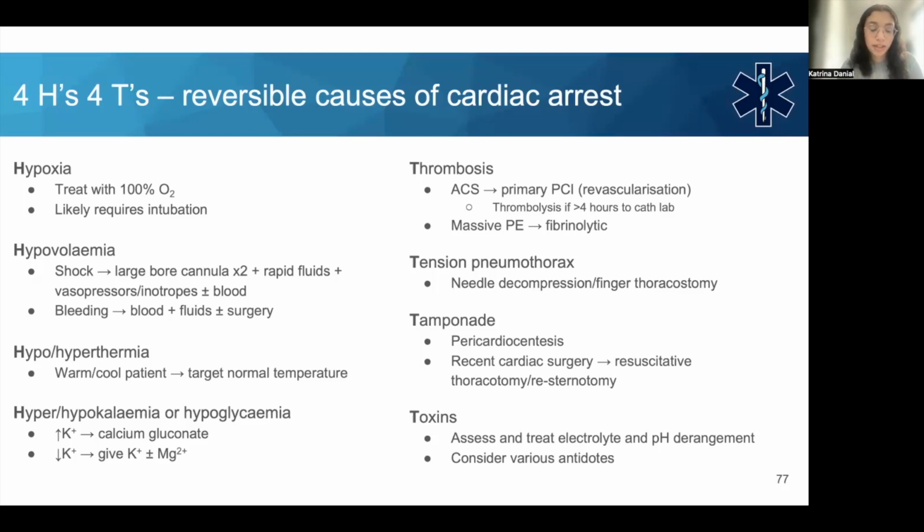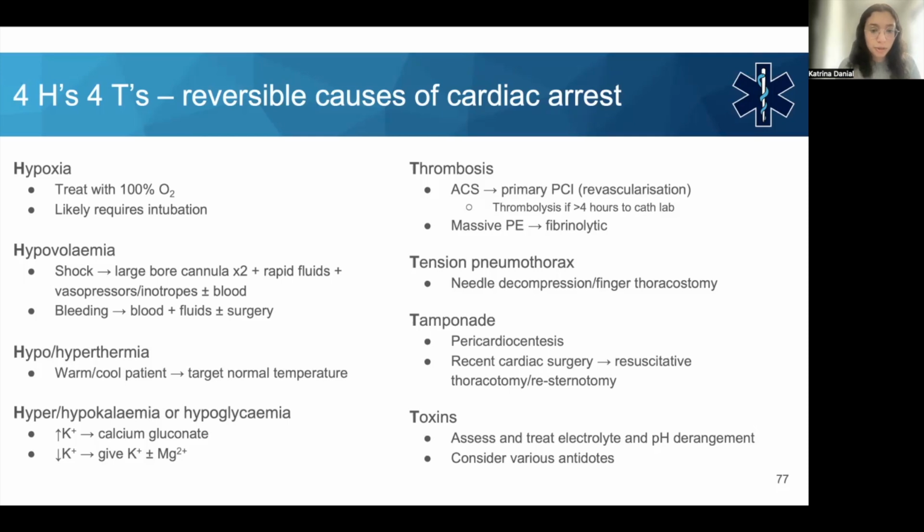Hypovolemia, so again, they're volume depleted like we talked about. You want to obviously get good access, so insert 2 large bore IV cannulas, give them fluids, plus minus vasopressors, plus minus inotropes, plus minus blood transfusions. Okay, and if they have an ongoing cause of active bleeding, for example, they're bleeding into the abdomen, then you take them urgently for surgery.